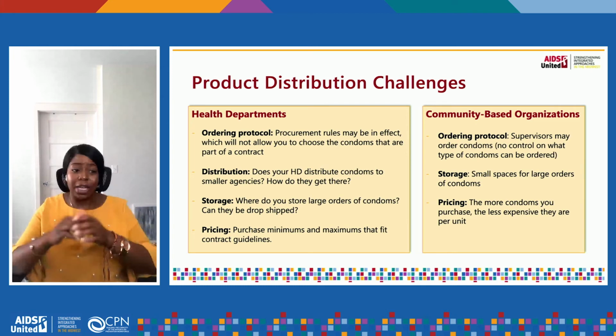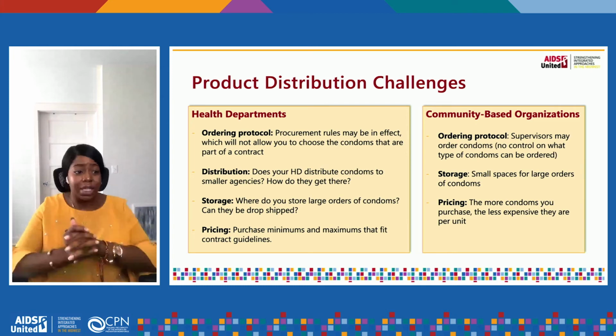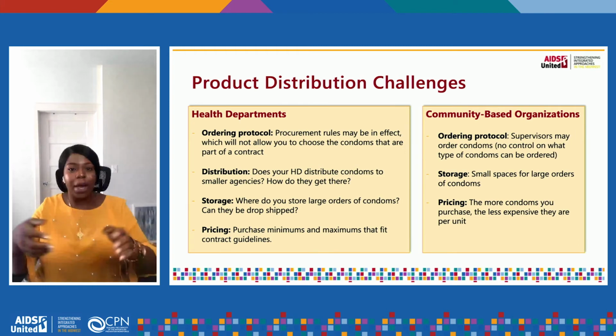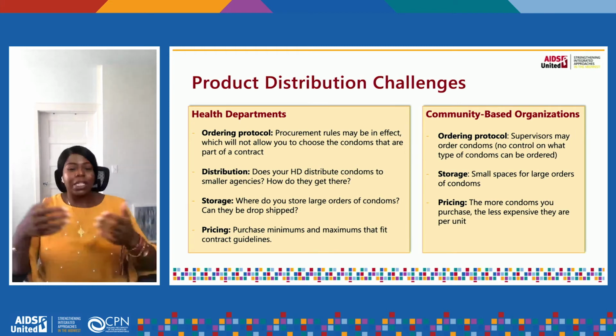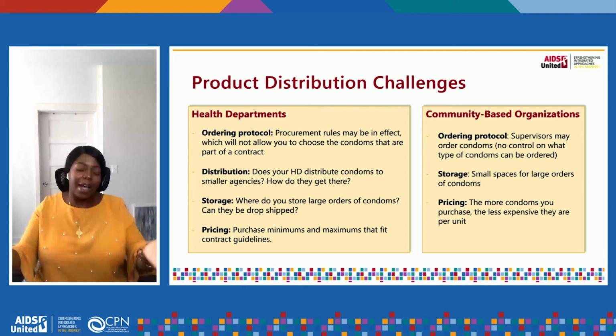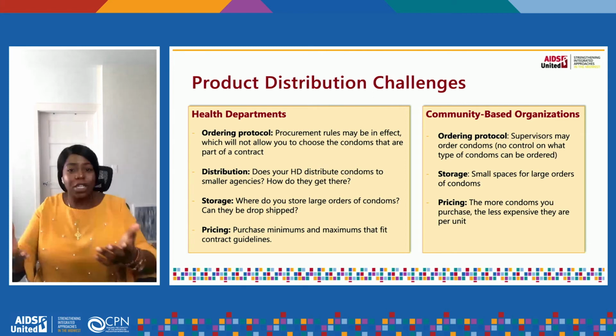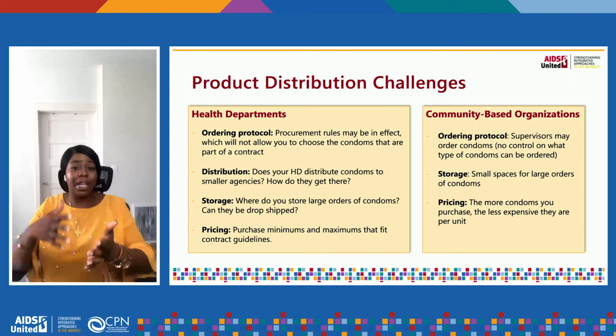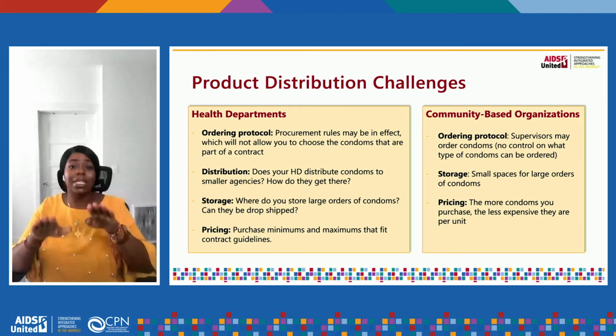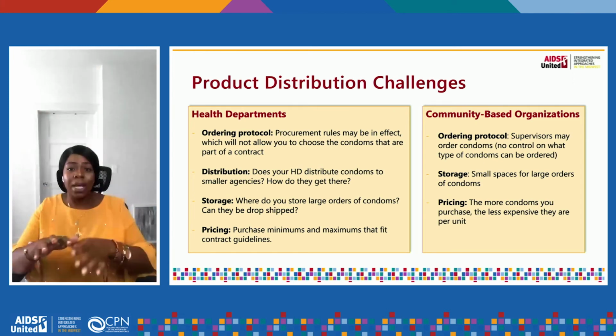So the more condoms that you purchase, the less expensive that they are per unit. But again, wanting to make sure, can a CBO order 100,000 condoms for a single month? Do they have that reach? Does that meet their demand, or is that less? So really figuring out the scales and the balances between both is extremely helpful.